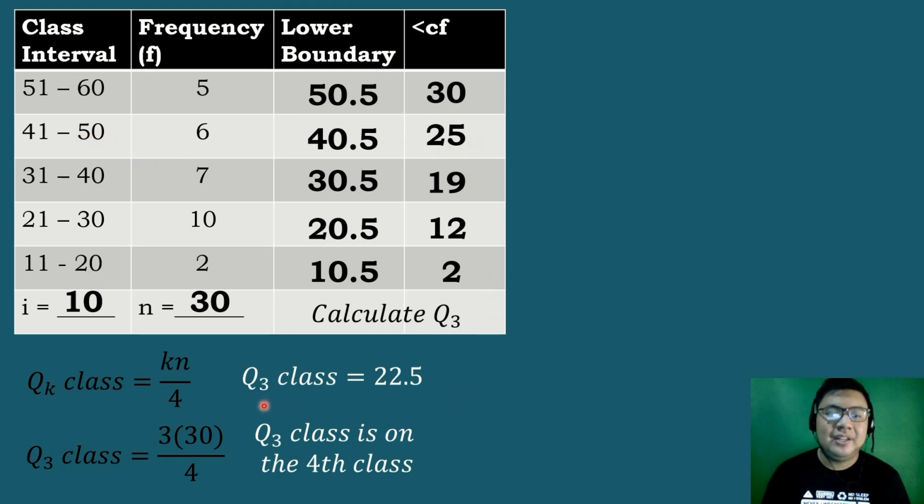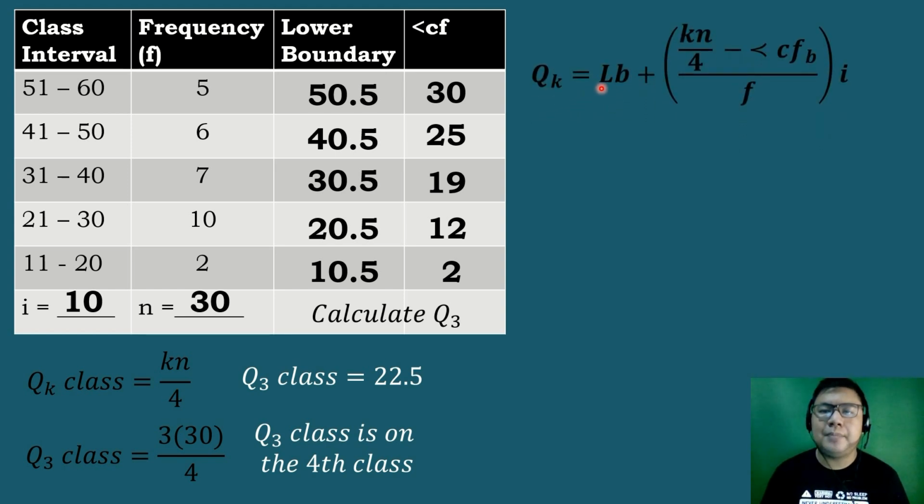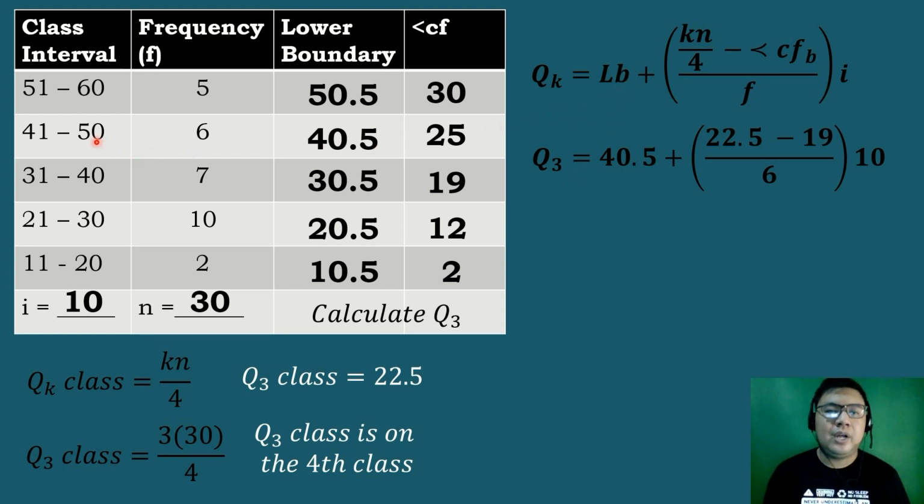After we have identified the quartile 3 class, we will now use the formula of quartiles. We have Q sub k is equal to LB plus the quantity k times n all over 4 minus less than CF sub b, all over f, times the interval. Substituting the corresponding values, we have Q sub 3 is equal to the value of the lower boundary. We will look at our quartile 3 class, and that is on the fourth class. What is the value of the lower boundary? That is equal to 40.5, plus the quantity.